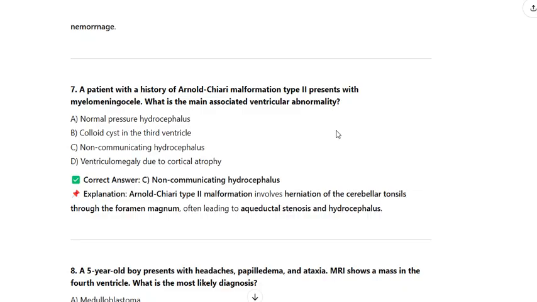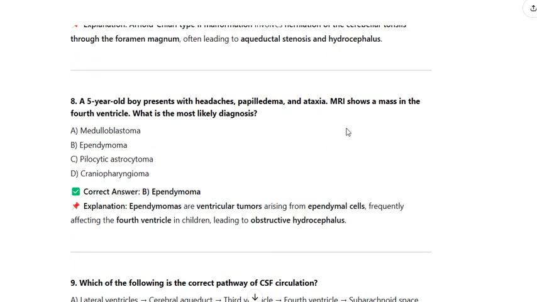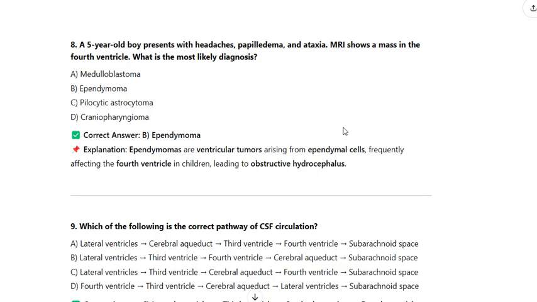Explanation. Arnold-Chiari type 2 malformation involves herniation of the cerebellar tonsils through the foramen magnum, often leading to aqueductal stenosis and hydrocephalus. 8. A 5-year-old boy presents with headaches, papilledema, and ataxia. MRI shows a mass in the fourth ventricle. What is the most likely diagnosis? A. Medulloblastoma. B. Ependymoma. C. Pilocytic astrocytoma. D. Craniopharyngioma. Correct answer, B.